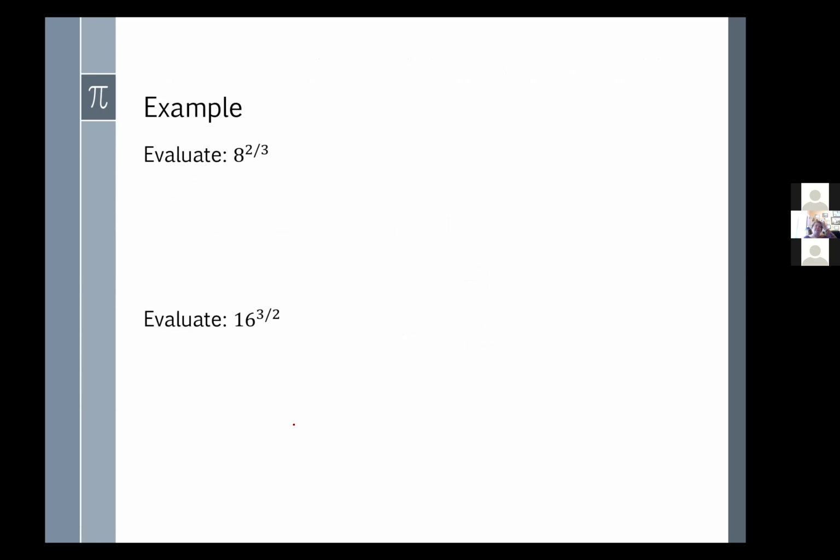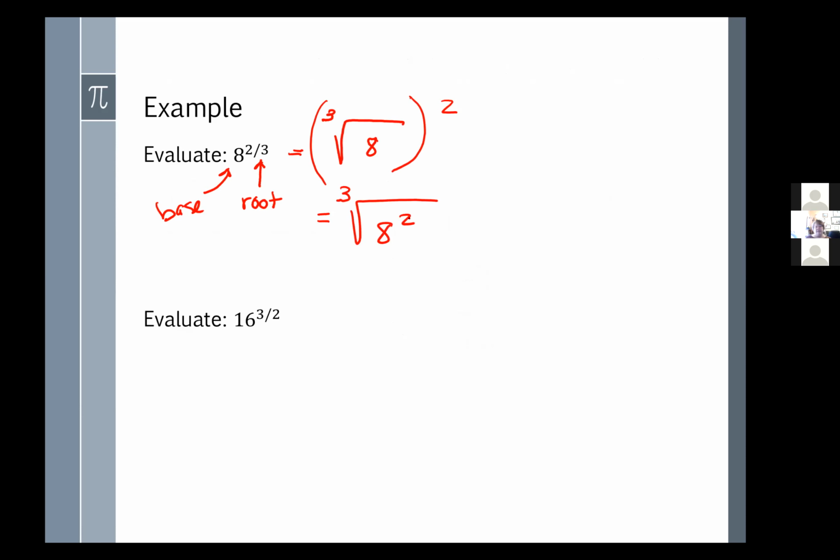Okay, so let's do some simplification then. What's 8 to the 2/3 power? Well, by definition, this is the root. So we're taking the cube root of 8. That's my base. And then I'm going to take that and I'm going to square it. Or it's the cube root of 8 squared. Same thing, same number. So what's the cube root of 8? By definition, the cube root of 8 is the number that I multiply times itself 3 times to get 8. So that would be 2.